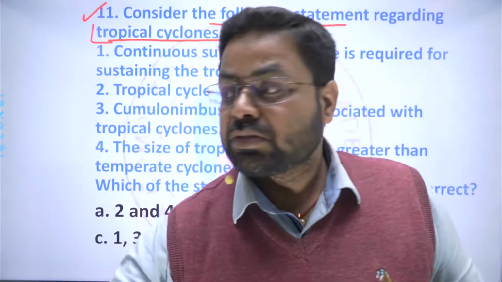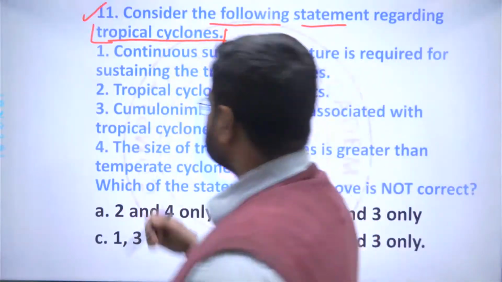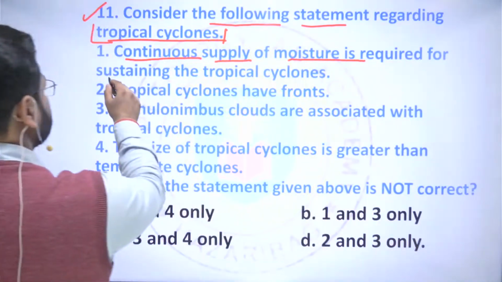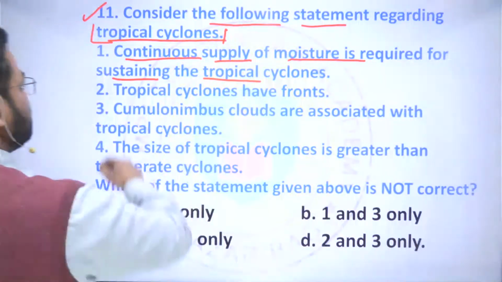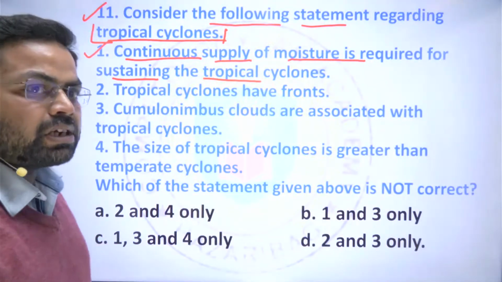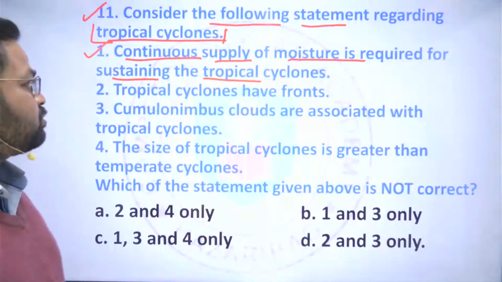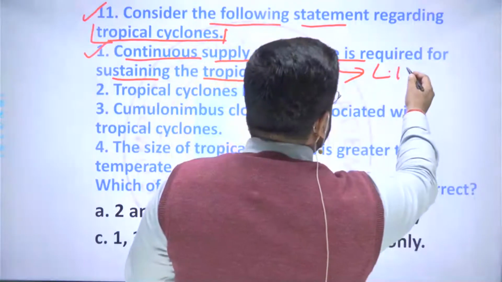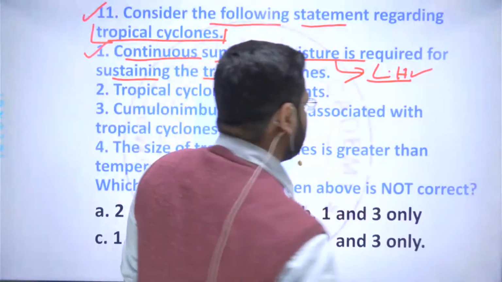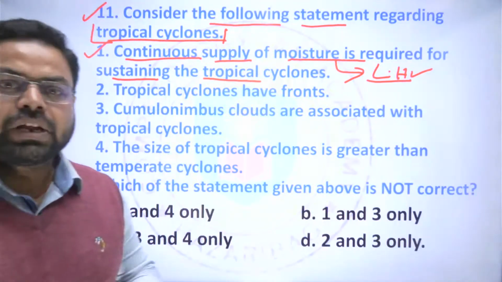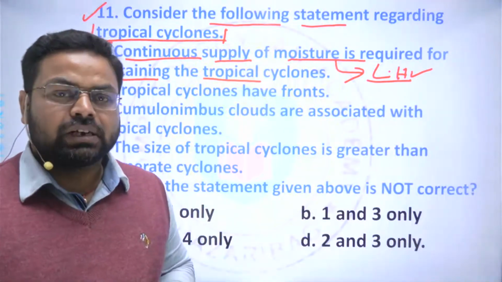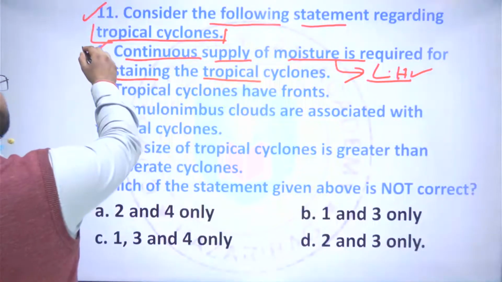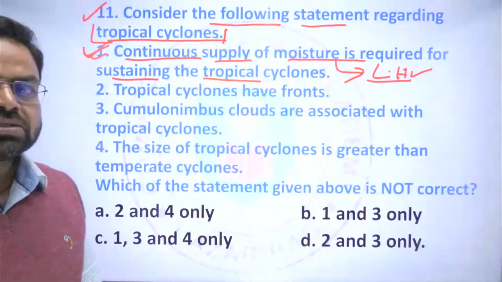Right, okay. So the statement says that continuous supply of moisture is required for sustaining the tropical cyclones. So it is a correct statement. Continuous supply of moisture ensures the addition of latent heat to the tropical cyclone, and it works as a fuel, as a heat engine, and because of that the energy is supplied to the tropical cyclone, which makes it sustain.